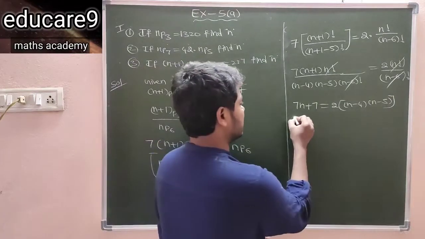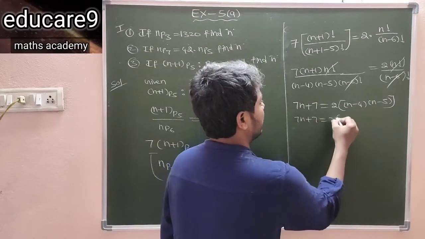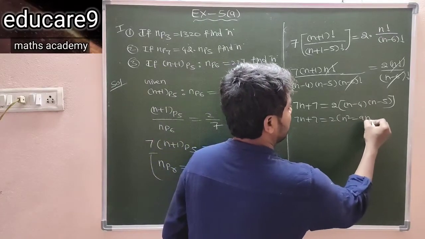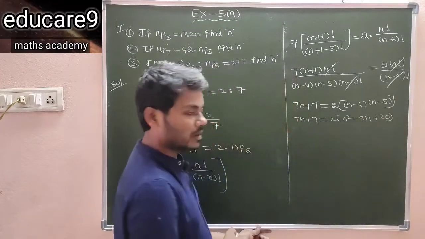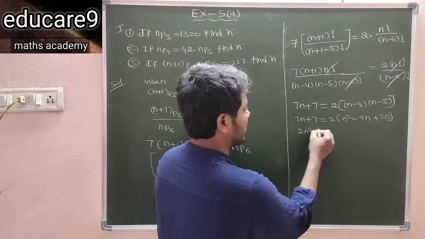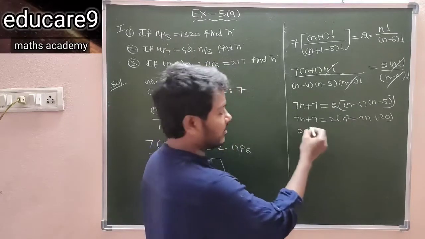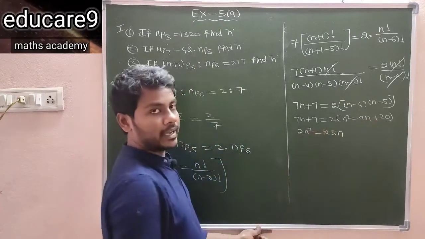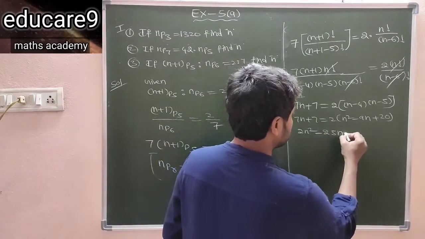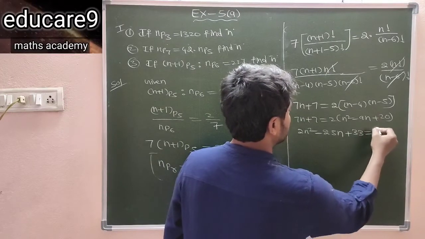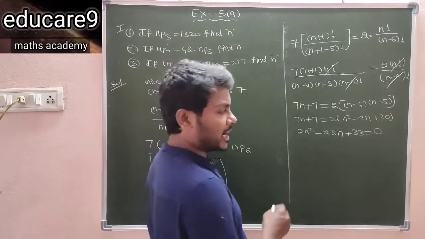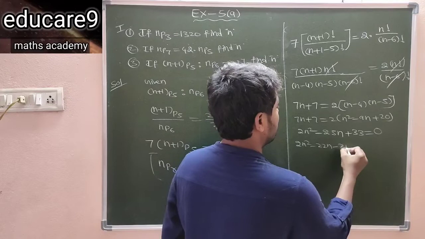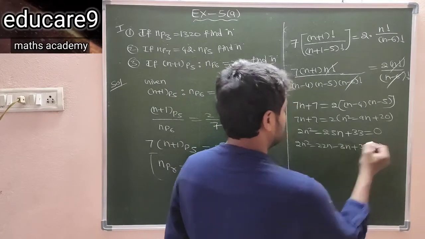So clearly, this can be written as 7n + 7 equals 2 into (n² - 4n - 5n + 20). Okay, so this is 2n² - 18n - 7 - 25n... next, 40 minus 7, that is plus 33 equals 0. See here, find the factors here: 2n² - 22n - 3n + 33 equals 0.